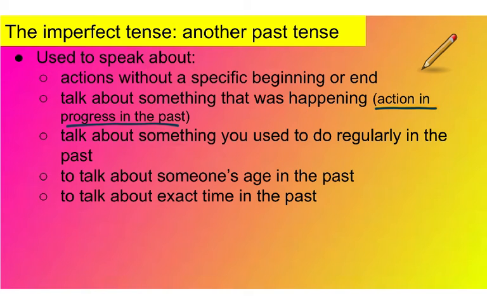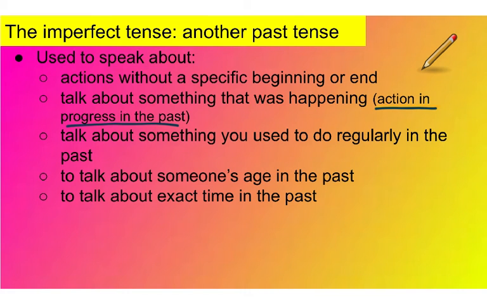We also use it to talk about someone's age in the past. Perhaps last year, María tenía 15 años. Last year. Ella tenía 15 años. And I'm using tenía, although she is no longer 15. I'm not using tuve because with age, the rule automatically is to use the imperfect.